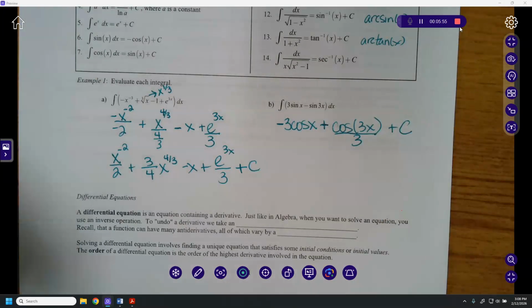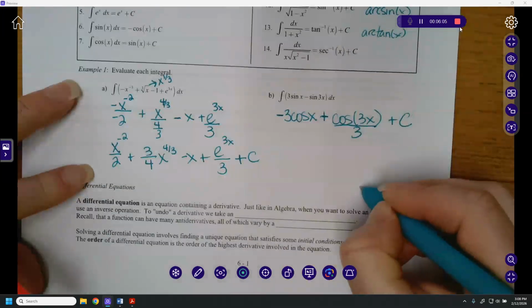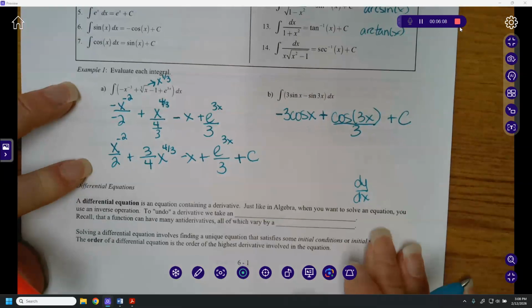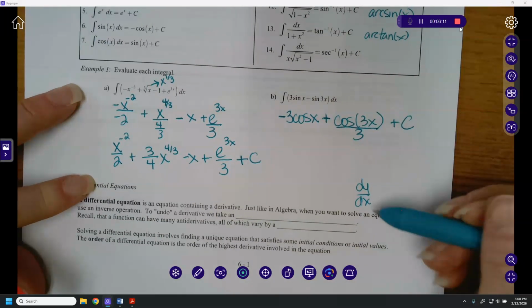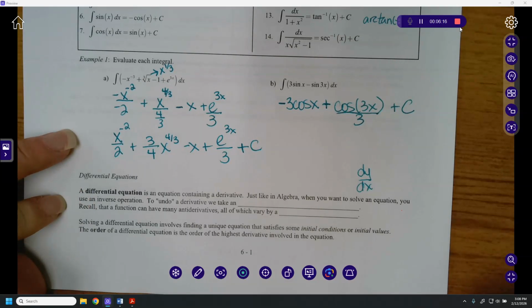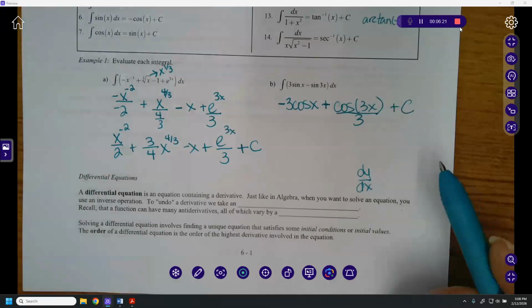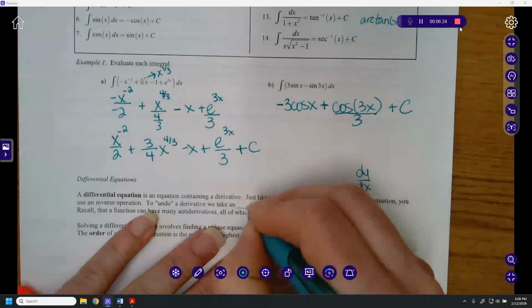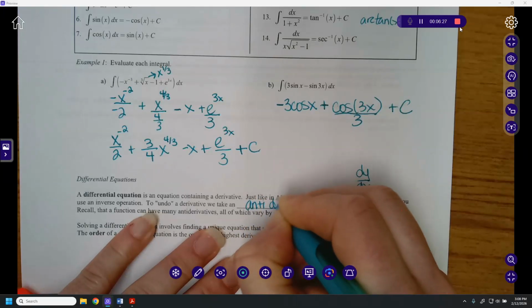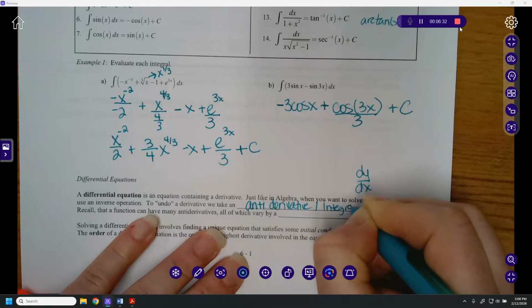Where we use this now is we use this in something called differential equations. A differential equation is an equation containing a derivative, and so you're going to see it's going to be written in the form dy dx, or maybe some other variable, okay? Just like in algebra, when you want to solve an equation, you're going to use inverse operations. But to undo a derivative, we are going to take an antiderivative, aka an integral. You'll see me use the integral symbol.